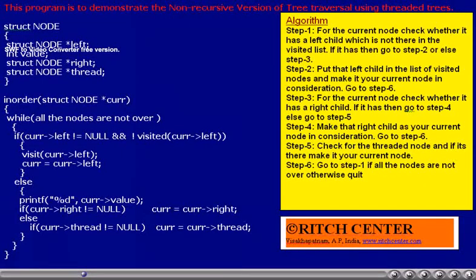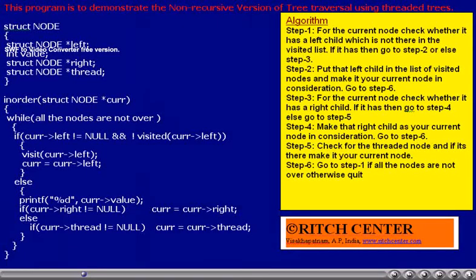Then step 3. For the current node, check whether it has a right child. If it has, then go to step 4, else go to step 5. Step 4. Make that right child your current node in consideration and then go to step 5. Step 5. Check for the threaded node and if it is there, make it your current node. Step 6. Go to step 1 if all the nodes are not over, otherwise quit. So these are the steps involved in this algorithm.